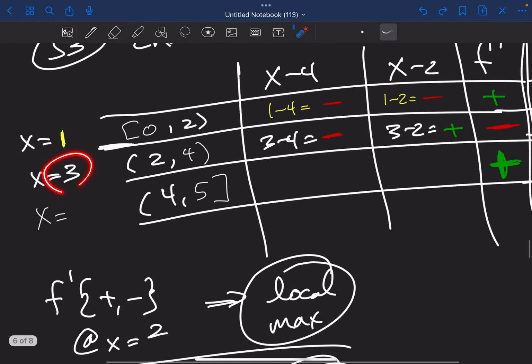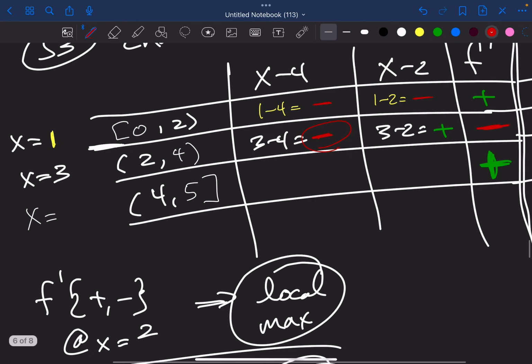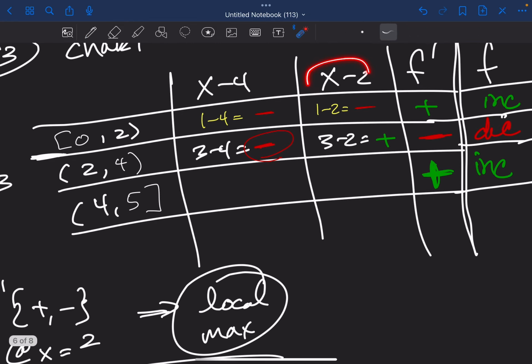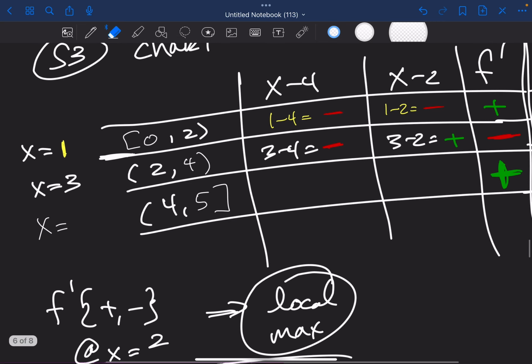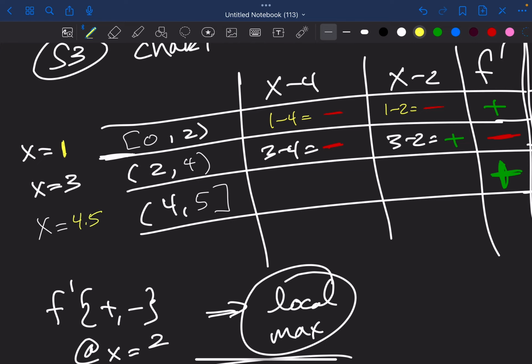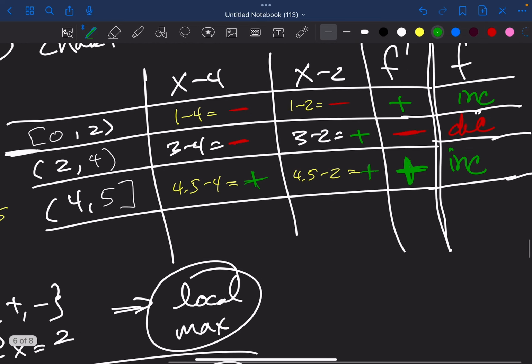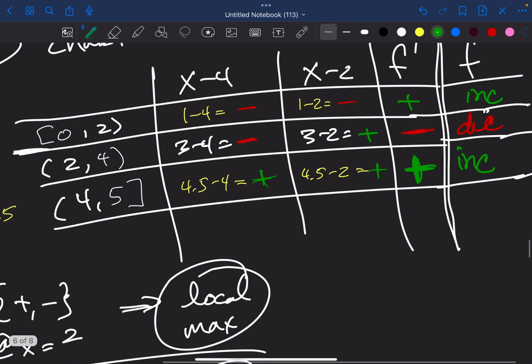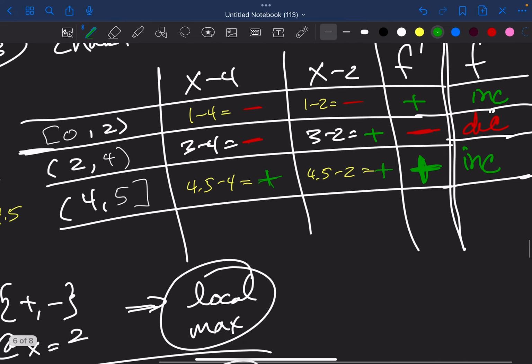Now, I try the number 3 because it's in the interval from 2 to 4. I see that 3 minus 4 is negative. 3 minus 2 inside of this piece is positive. So a negative times a positive is negative. So the function is decreasing in this interval. Lastly, I try x equal to maybe 4.5. So 4.5 minus 4 and 4.5 minus 2 both turn out to be positive. So a positive times a positive is positive. So if our derivative is positive, our original function is increasing.